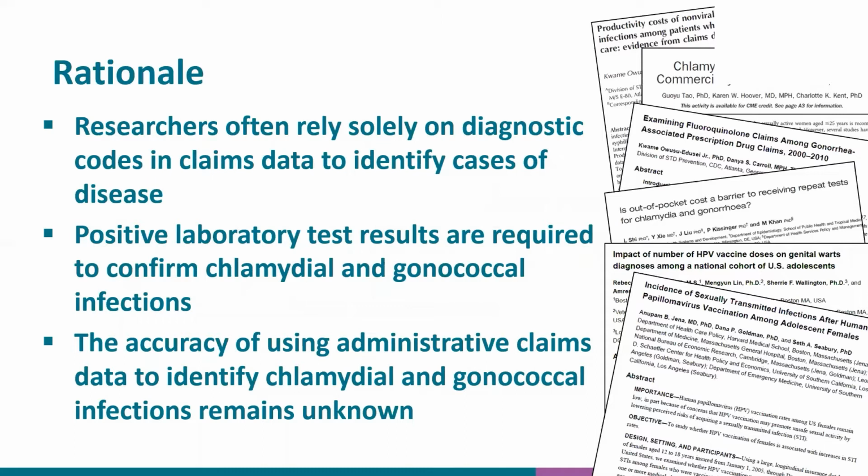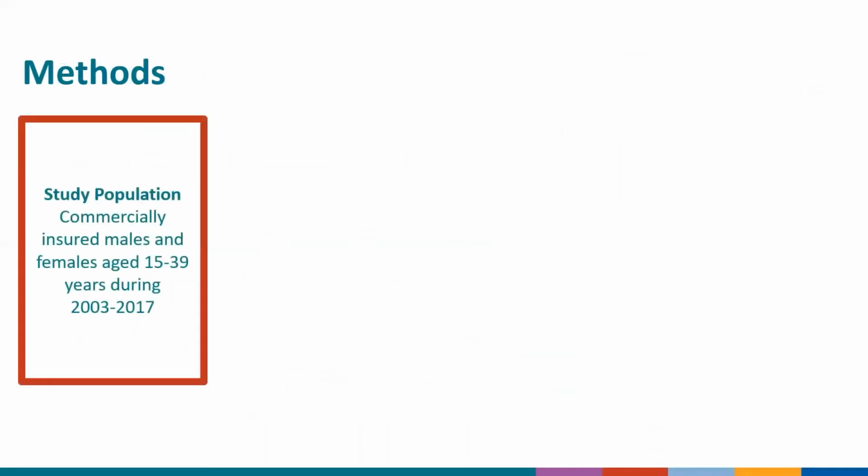Our main objective is to use all available laboratory data and medical claims within the Optum Labs Data Warehouse to determine the accuracy of diagnostic codes to identify confirmed chlamydial and gonococcal infections. We first identified our study population, which included all males and females aged 15 to 39 years from 2003 to 2017. We identified a total of 37.4 million eligible enrollees.